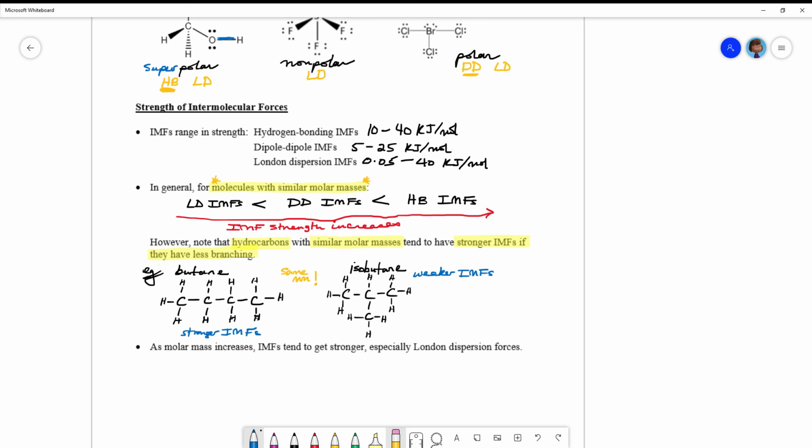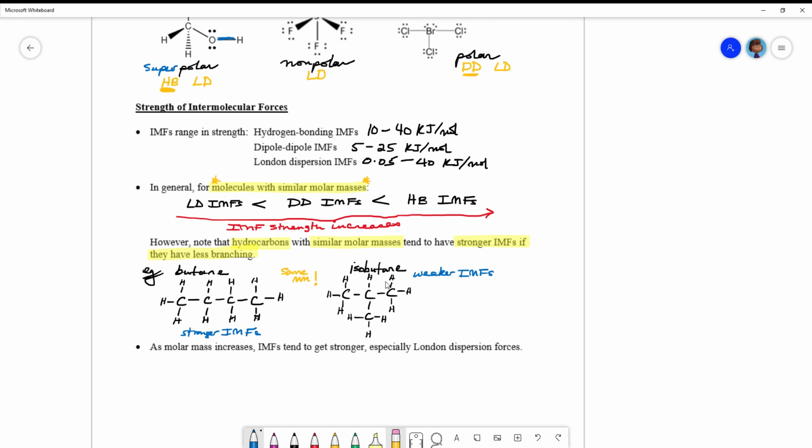So why would the hydrocarbon with more branching have weaker IMFs? Well, obviously isobutane is a more compact molecule. And more compact molecules are going to have less of what we call surface area interactions with other molecules. And because they have less surface area interactions with other isobutane molecules, they're going to end up with weaker IMFs because of minimal interactions and minimal attractions.